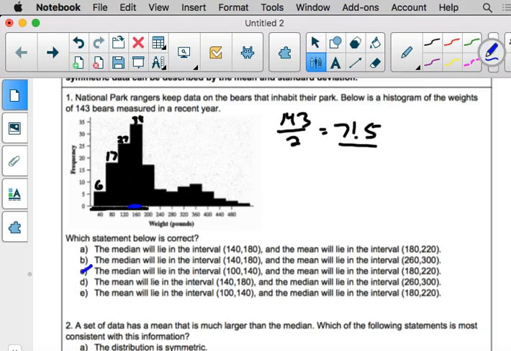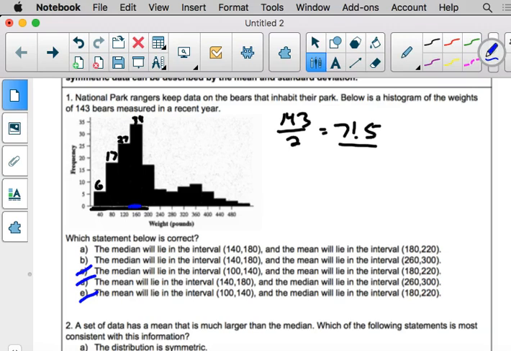So that's going to rule out C and D. And actually E as well, I'm sorry. So all of those had the wrong thing. So I'm not even going to worry about those.